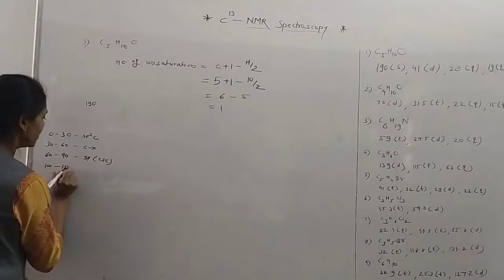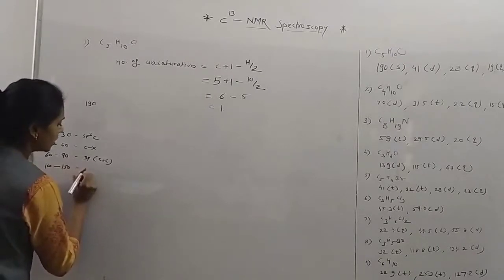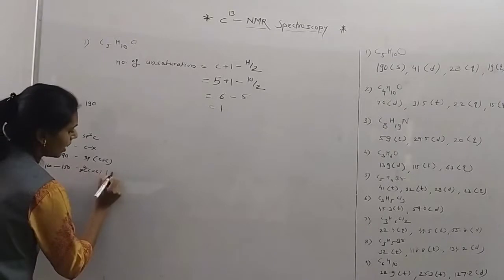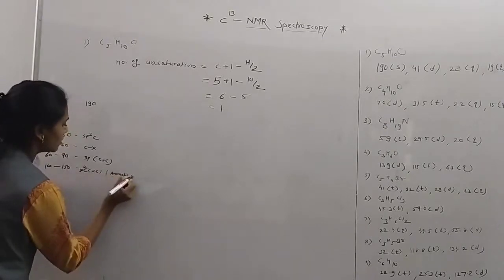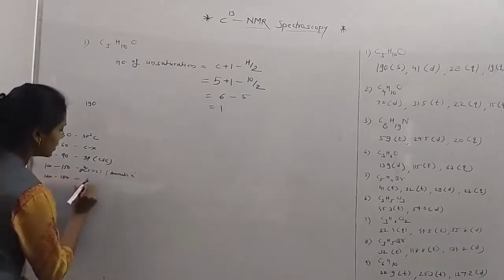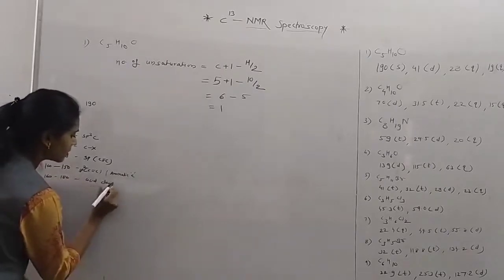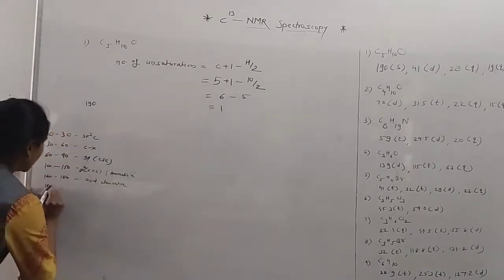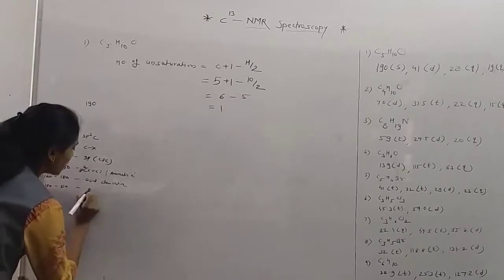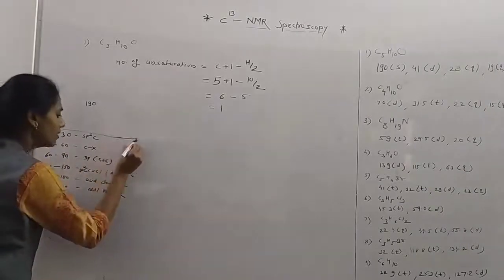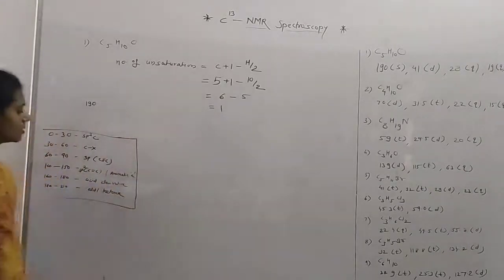100 to 150 is roughly for the carbon-carbon double bond, or sp2 hybridized carbon atom, or aromatic carbon. 160 to 180 is for the acid derivatives, that means acid, ester, amide, and again 180 to 210 is for the aldehyde or ketone. This table we use to solve these problems.